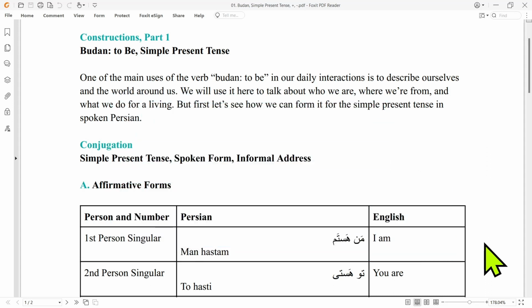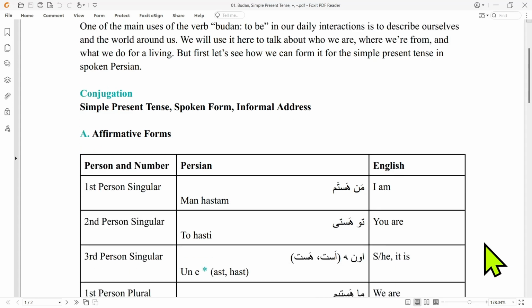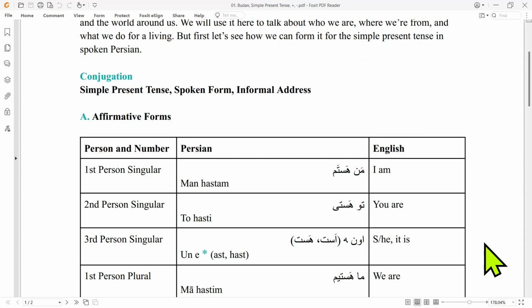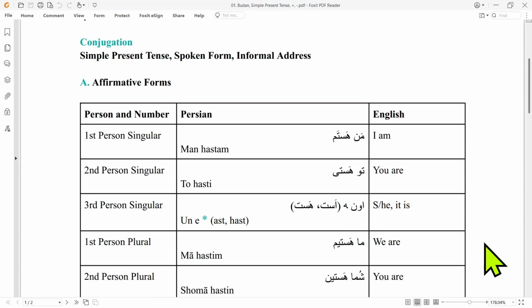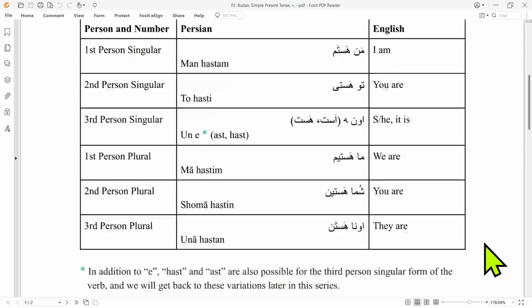I am in Persian is man hastam. You are is to hasti. She, he, or it is un e. We are is ma hastim. You are is shoma hastin. And they are is una hastan.